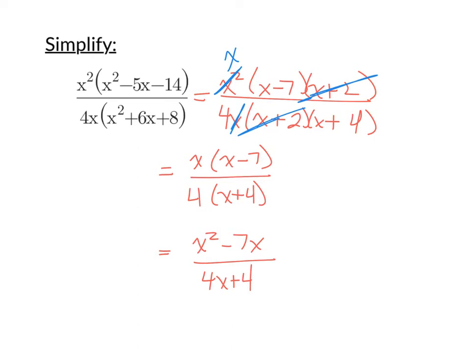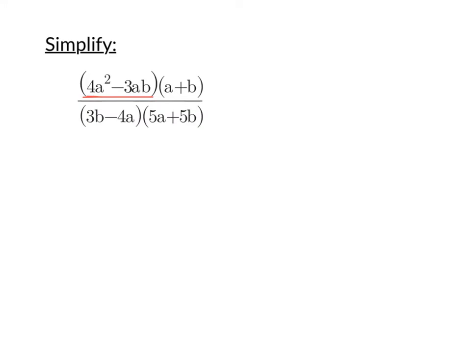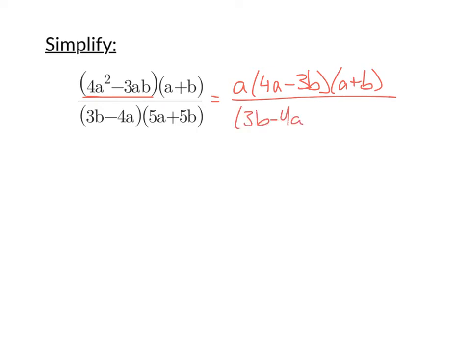This one looks a little bit more complicated, but just take each factor individually and see if you can factor it. So when we look at this 4a squared minus 3ab, each term in there has an a. So that's what I'm going to factor out, is the a. And I'll be left with 4a minus 3b. For that a plus b, there's nothing that we can do there, so I'm going to leave it as that a plus b. In the denominator, that 3b minus 4a, that looks innocent enough, and there's no common factors between them. When it comes to 5a plus 5b, obviously there's a 5 in there that could factor out.